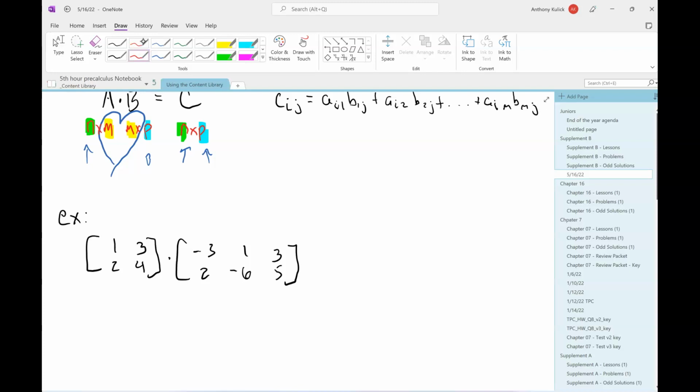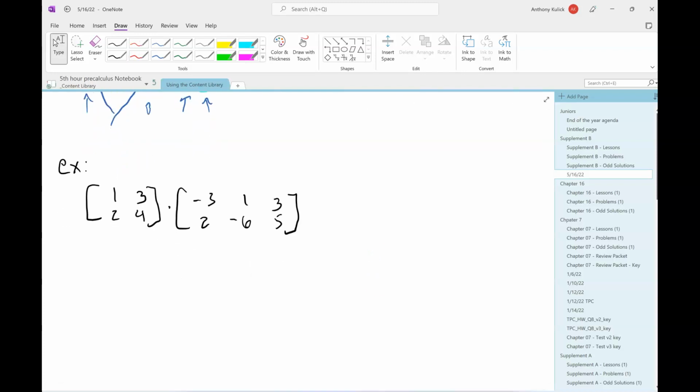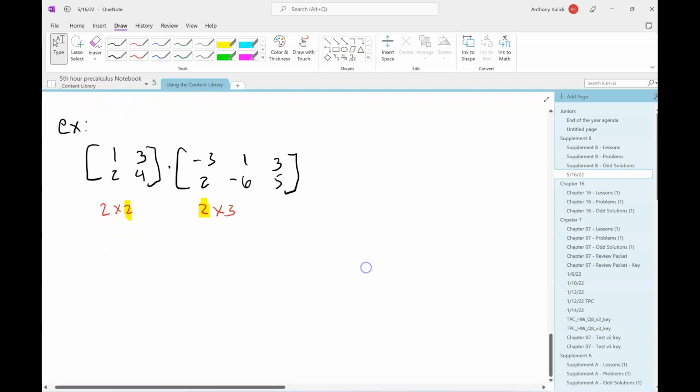Okay. So here's my first example. First thing we need to check is the dimensions on our matrices. What's the dimension of the first matrix here? 2 by 2. And the dimension of the second matrix is 2 by 3. And since the columns in the first matrix and the rows in the second matrix are equal, we can indeed do this matrix multiplication. So my resulting matrix is going to be a 2 by 3.